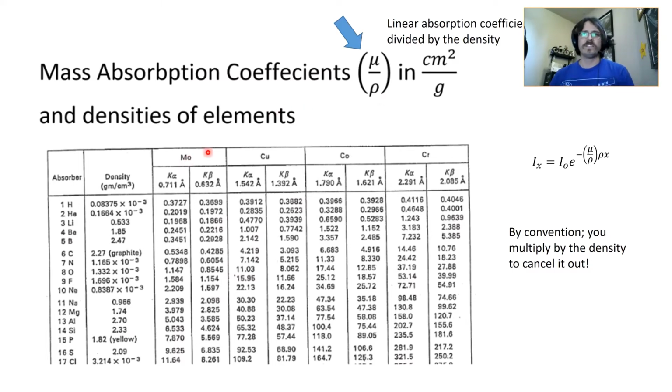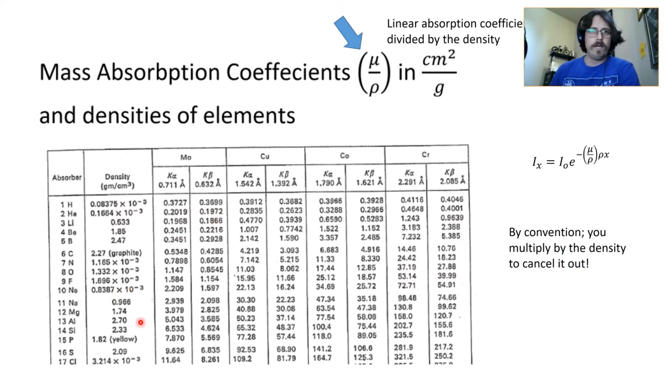And this is the different X-ray source. Okay, so molybdenum, copper, cobalt, chromium. If you look at the sources, the author of this table was only really caring about X-ray diffractometry, because these are pretty common X-ray diffractometer sources, copper and cobalt being the most common.